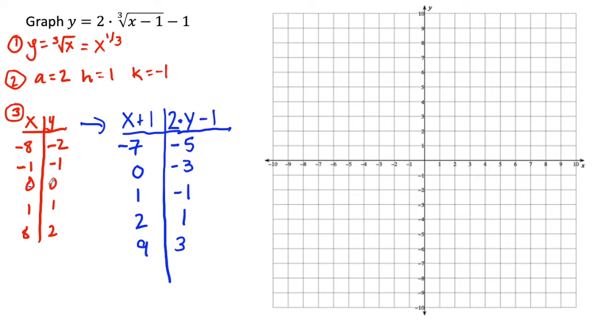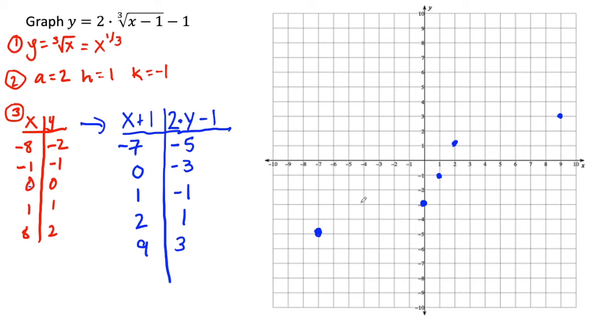Remember, 0, 0 is our point of inflection. So our new point of inflection is transformed to 1, -1. We have the point 2, 1. Then we have the point 9, 3. We have the point 0, -3. And we have the point -7, -5.